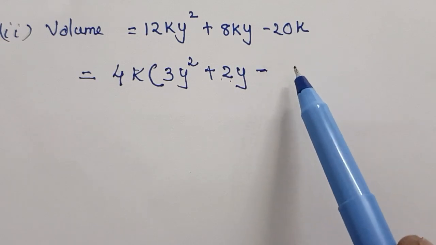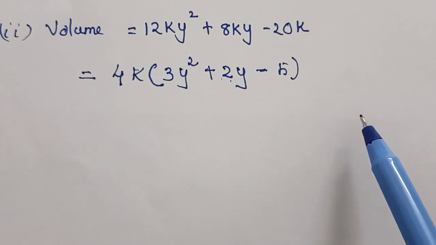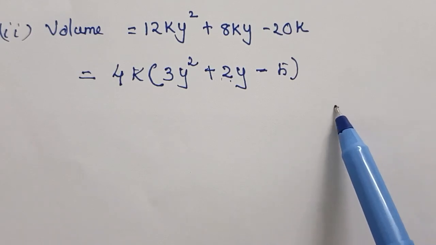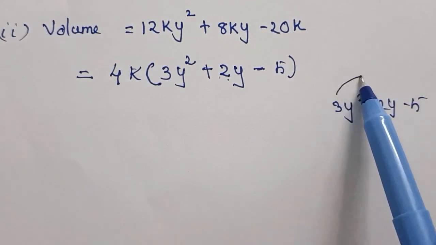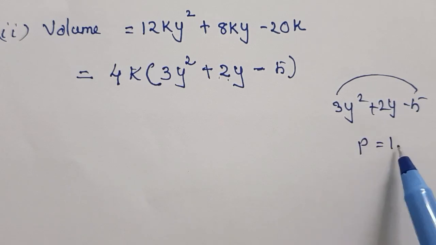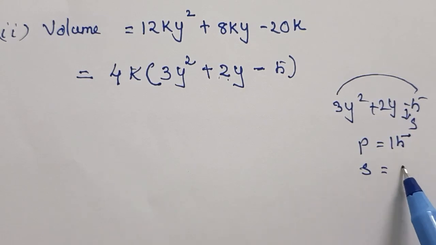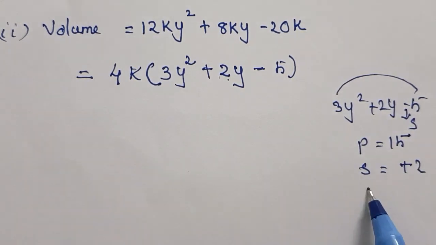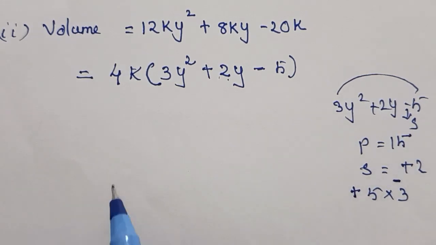Minus, here we are taking 4k outside. This will become 5. Now 3y square plus 2y minus 5, that we have to factorize. 3y square plus 2y minus 5. Here product equal to 15. Product of two numbers should be equal to 15. When you subtract, you have to get plus 2. Now we know that 5 into 3 gives 15 and 5 minus 3 equal to 2. Since we have to get plus 2, here the larger term is plus and the smaller term minus. Okay, plus 5 and minus 3.